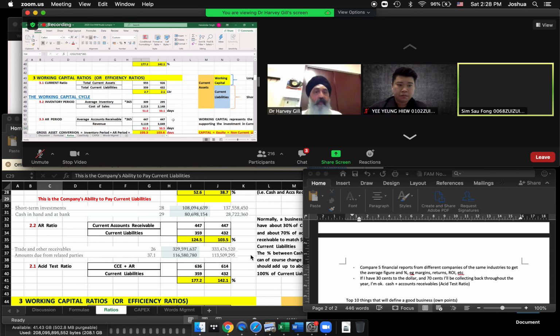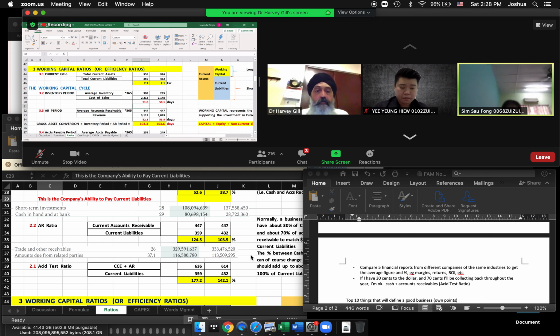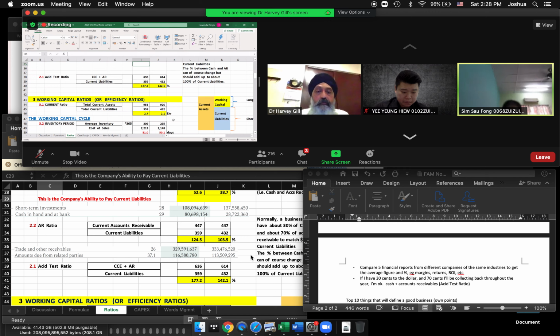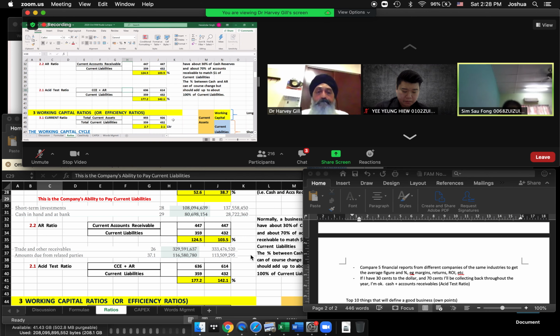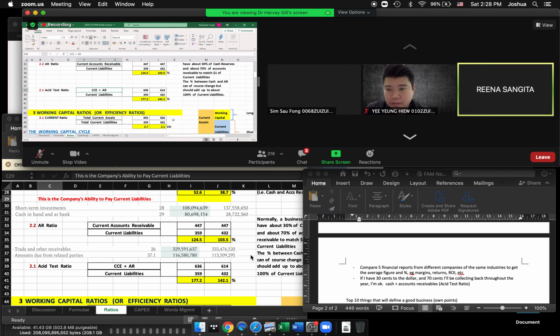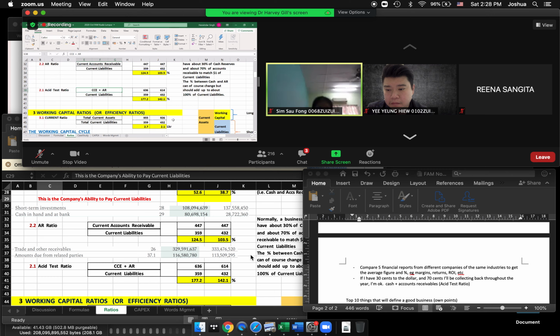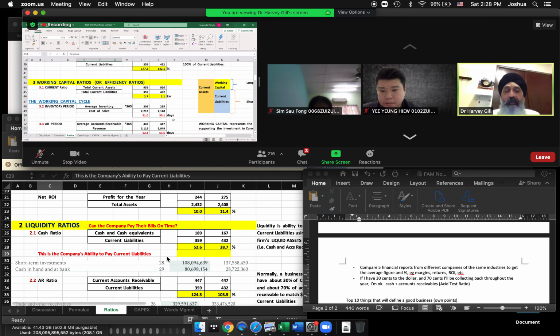Then we have... Sorry, just now what is CCE? The abbreviation for the... Which one? This one, acid test ratio, CCE plus accounts receivable, AR. What is CCE? CCE is cash and cash equivalent. Cash and cash equivalent. Oh, okay. Yeah, the one which is basically your cash reserves. Yeah, remember we saw this morning.